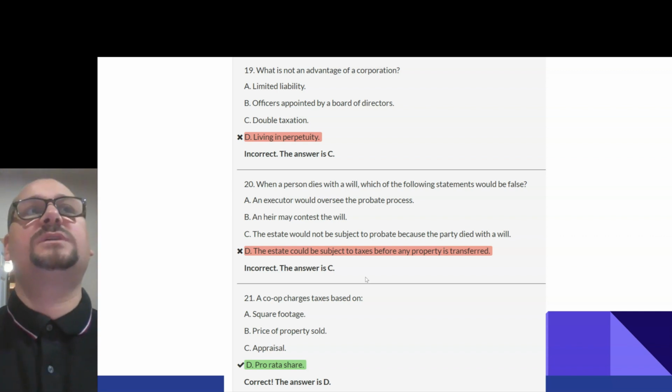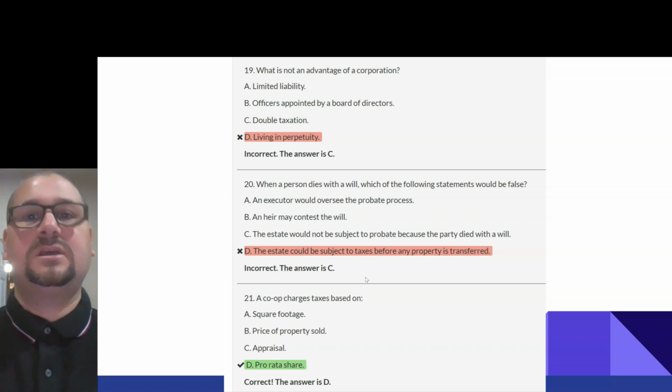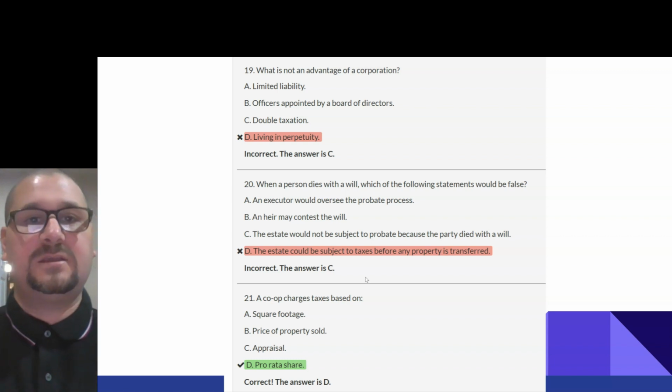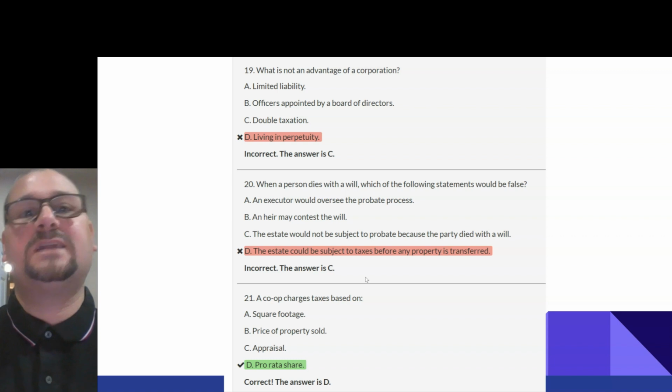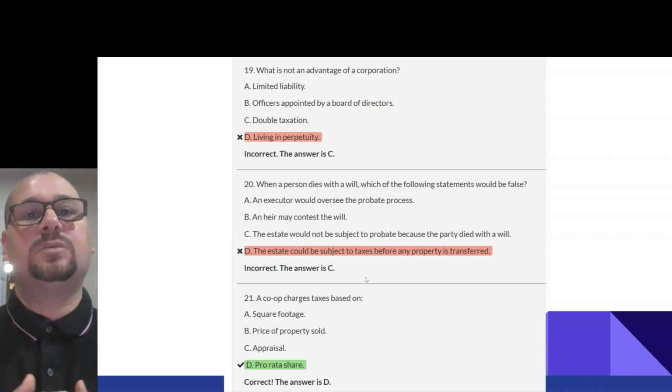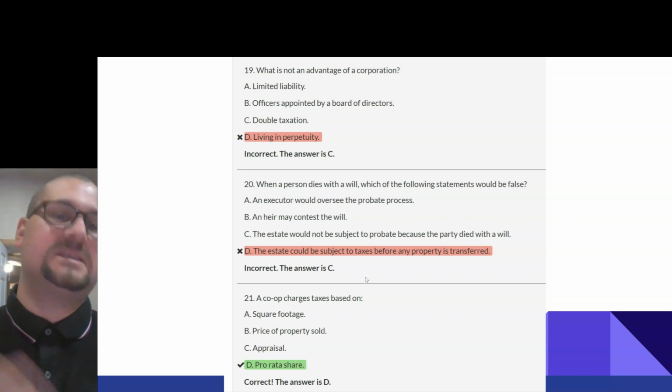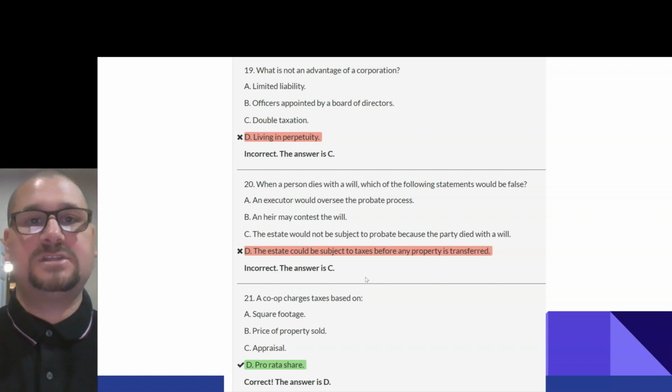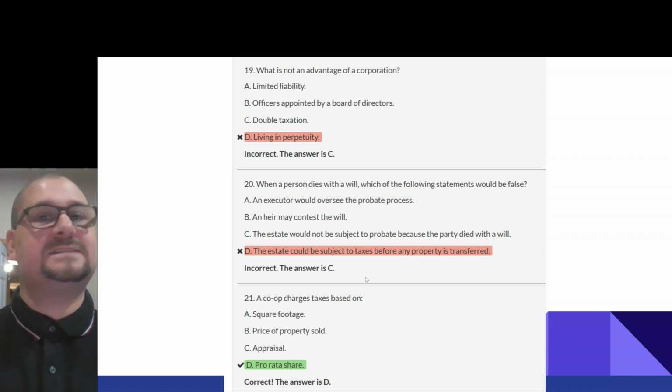Living in perpetuity. So it's kind of a trick question. A corporation can never die, right? It lives forever, but that's not really an advantage, that's just what it is. But I guess it is sort of an advantage. Double taxation, though, is not an advantage. Being taxed twice is not going to be an advantage of a corporation.